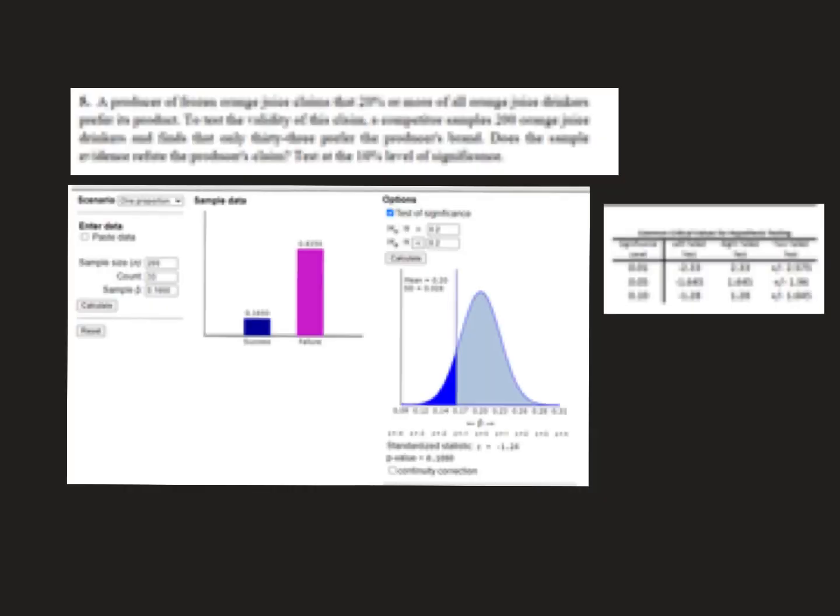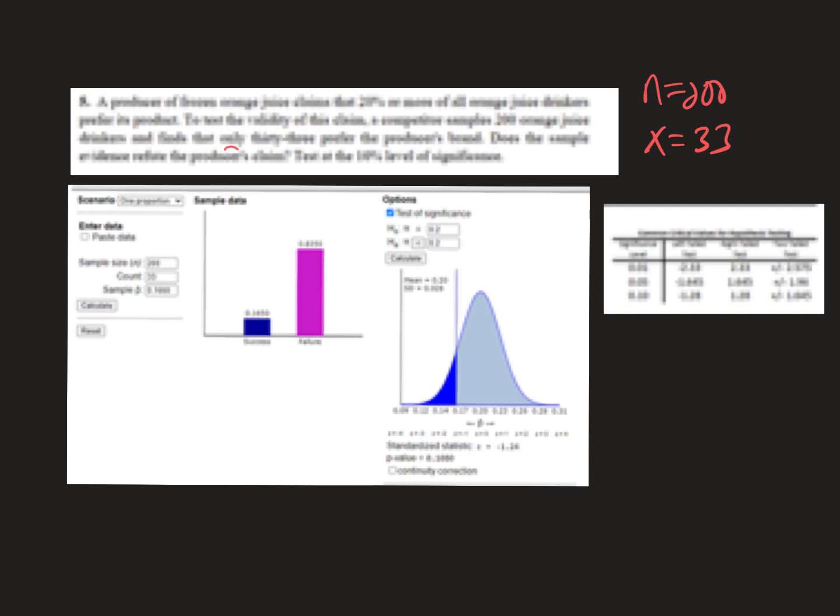This problem was about a producer of processed orange juice claiming that 20% or more of all juice drinkers prefer its product. To test the claim, they sample 200. So we know n equals 200. Out of those 200 people, 33 of them preferred the brand. Looks like that's less than 20%, because 20% of 200 would be 40. So the claim is probably too high.